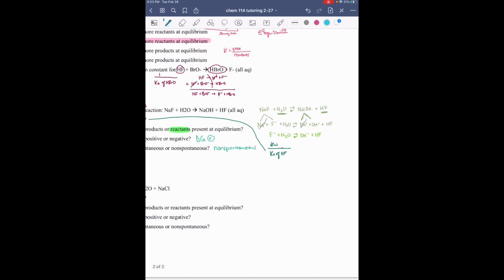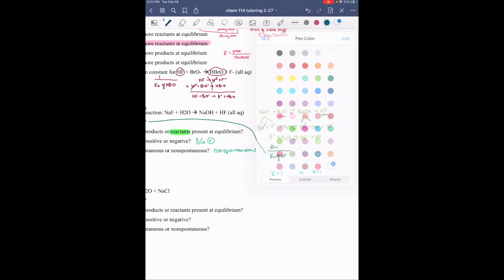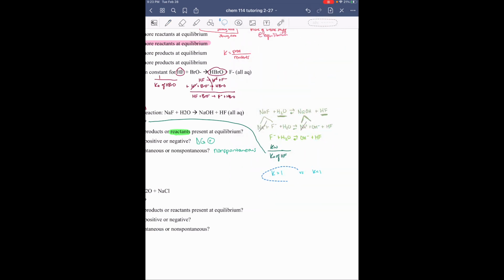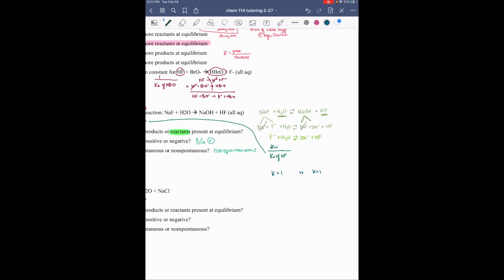Okay. Let's say we have K is greater than 1 versus K is less than 1. Is that an okay color for you guys to see? I feel like it's kind of harsh. Maybe we'll do this. Sorry, I don't mean to be picky. No, it looks too similar. Okay, whatever. It's fine. It's fine, Jordan. Okay.